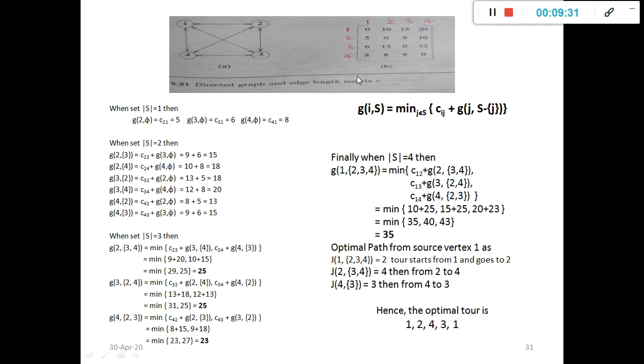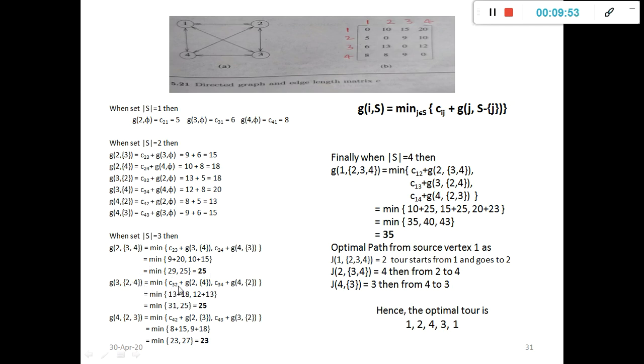Similarly, cost of C(2,4) is 10 plus cost of G(3) from the previous value, G(3) is 15. Then 9 plus 10 is 29 and 10 plus 15 is 25, and out of this the minimum value is 25.